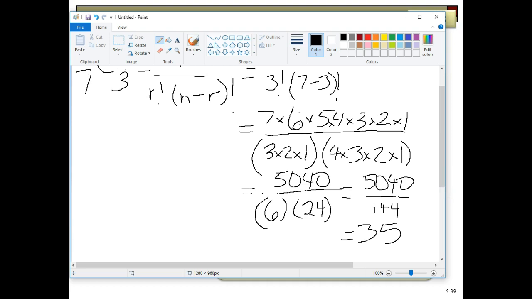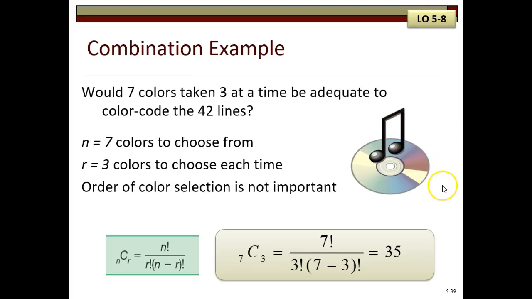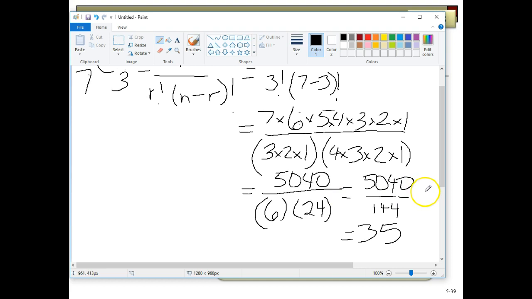So if we go back to the other slide, it says, would 7 colors taken 3 at a time be adequate to color code 42 lines? Well, if we look at this, 35 is our answer. There's only 35 combinations, then no, it's not enough. So let's see what would happen if we added 1 color and changed that from 7 to 8. Let's see if that would make a difference.